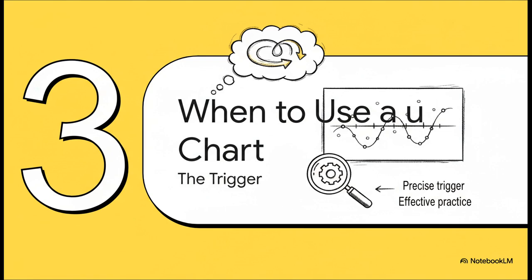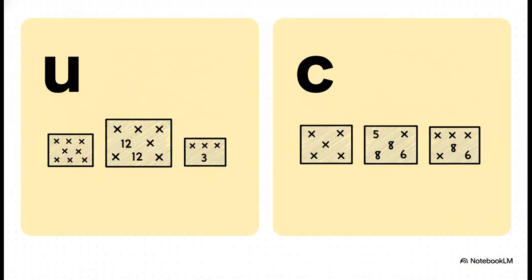All right, section 3. Let's really double-click on that decision point, because honestly, understanding the exact trigger for when to use a U-chart, that's what separates just knowing the theory from actually using it effectively in the real world. Okay, so where do people usually get tripped up? It's almost always comparing the U-chart to its close cousin, the C-chart. But this comparison is perfect because it highlights the one thing that matters most.